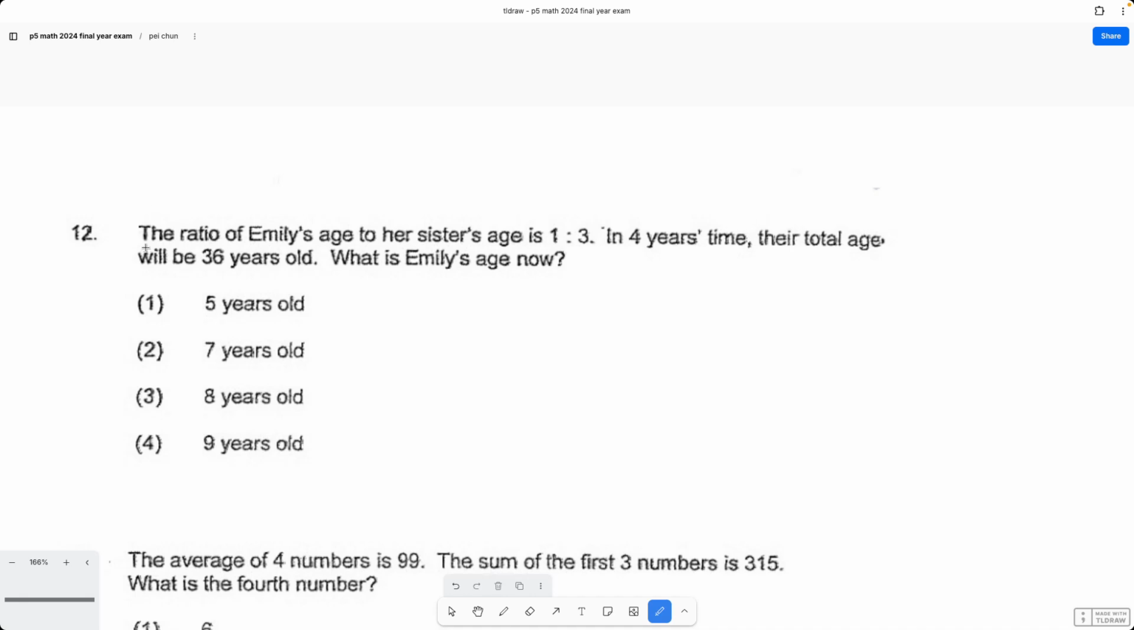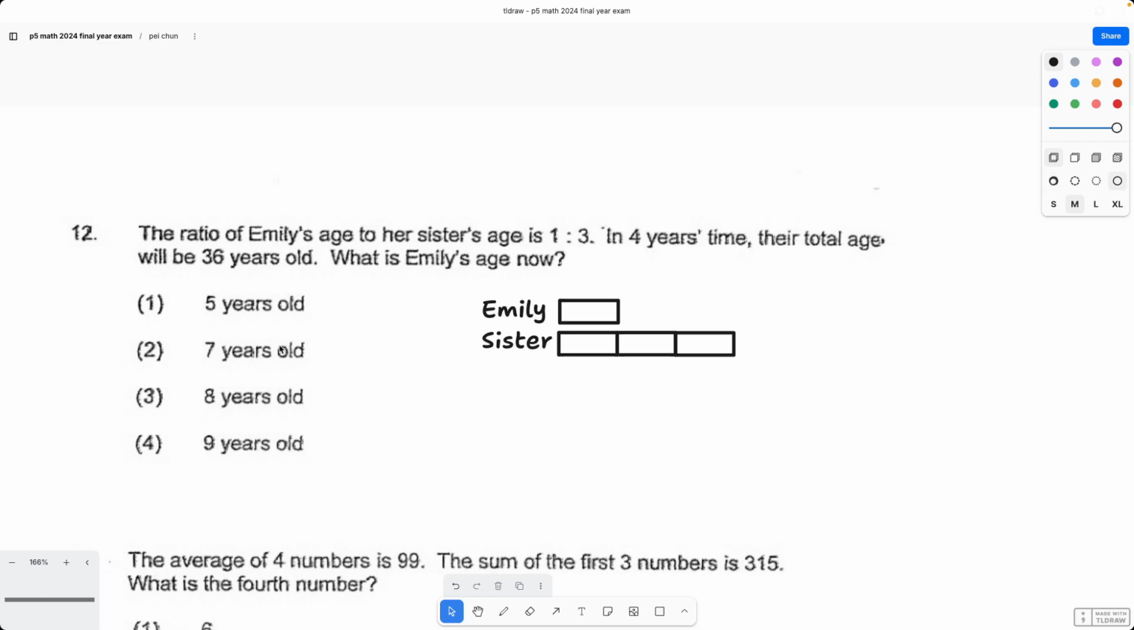Okay, so it says here the ratio of Emily's age to her sister's age is 1 is to 3. In 4 years' time, their total age will be 36 years old. What is Emily's age? Okay, so I'm going to draw a model so it's easier to see. So the ratio is 1 is to 3. So you have 1 and then you have 3. Okay, so now in 4 years' time, we need to add 4 years. All right, so it looks something like this.